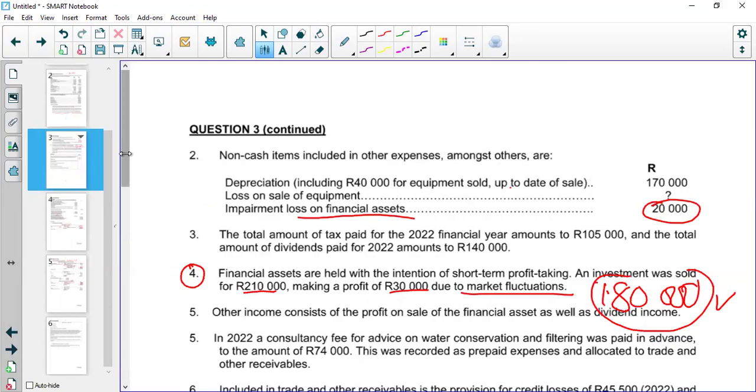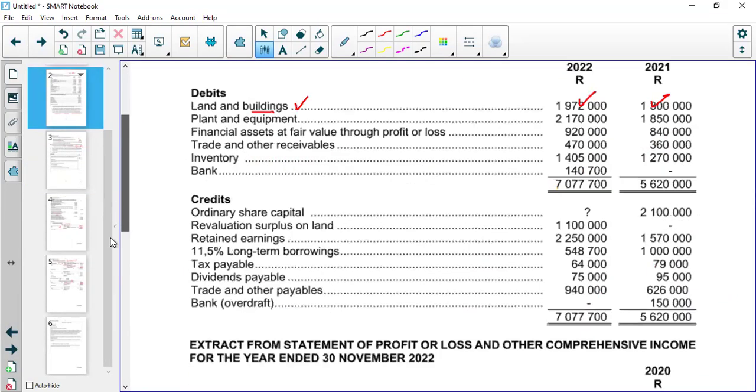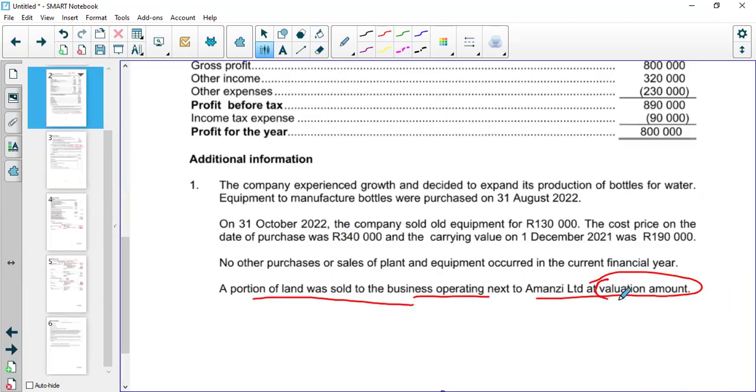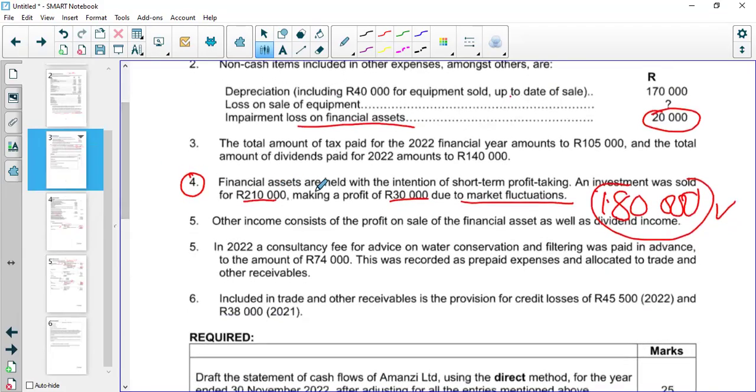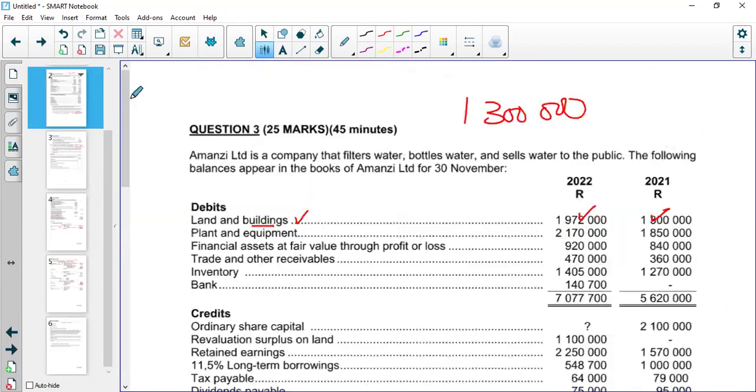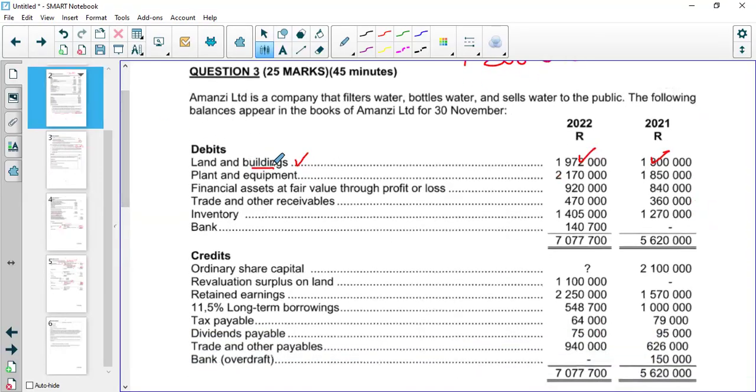Let's look for, because it said here, when it says it was sold at valuation amount, I believe that it was sold for no profit or loss at the carrying amount. But now I need to check for any guides, right? In the absence of an immediate guide, we should be able to figure out what happened.